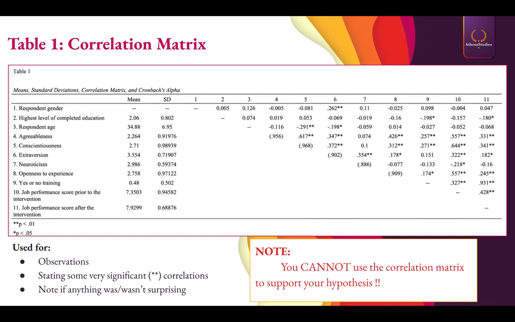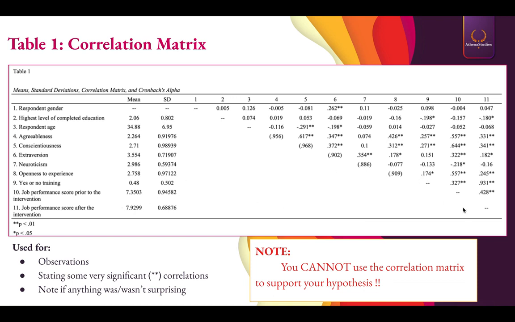So basically what this correlation matrix is doing is this is going to be your first table. And you can just use this for observations, looking at these correlations and seeing whether something was very significant, and also noting if something was or was not surprising. Like, for example, if we look at neuroticism and maybe some of those correlations, or openness to experience, some of these have 2 stars, which means that it's very significant. The p-value is less than 0.01. There's only a 1% chance, essentially, of our findings being incorrect. So that is a really high significance.